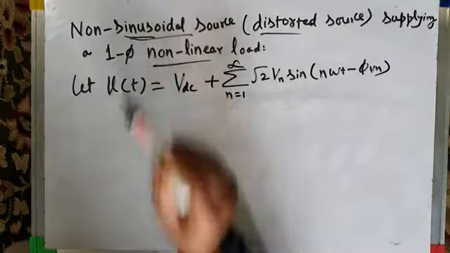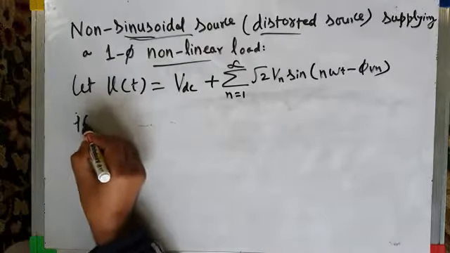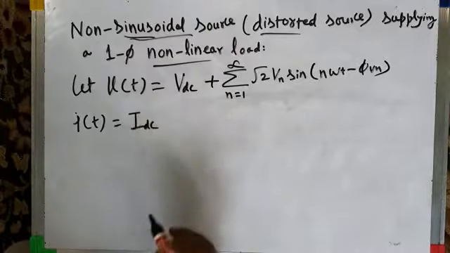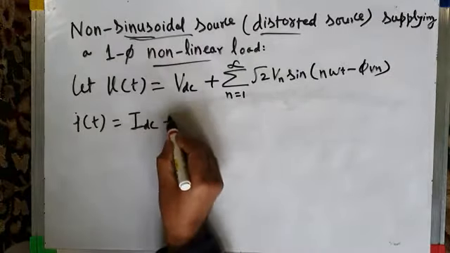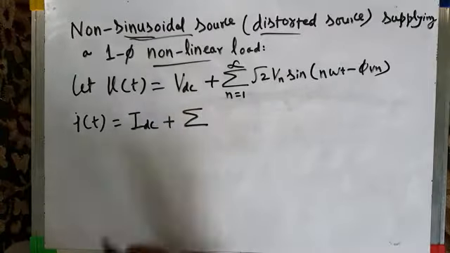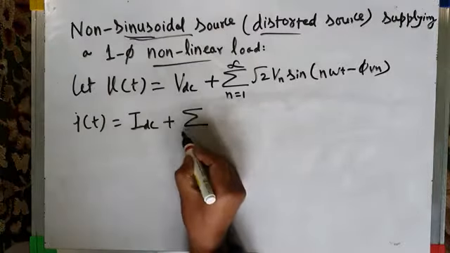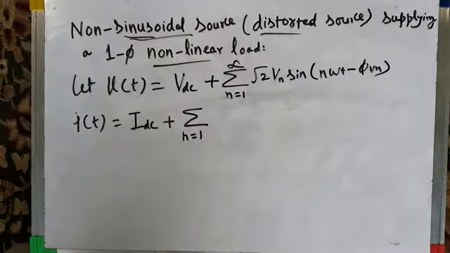It's a non-sinusoidal voltage. So this will result in the flow of current i(t), which will also have a DC offset, IDC. Like the voltage has a DC offset, the current will also have a DC offset. Plus this current will also be highly distorted. In addition to the fundamental component, it will have various harmonic components. Let us denote the harmonics in the current by h.